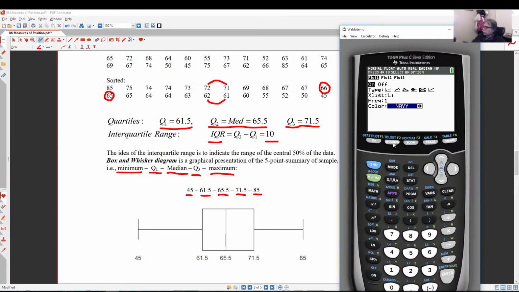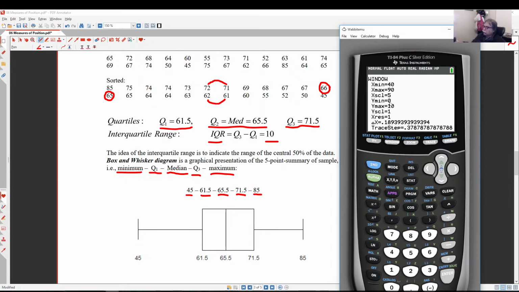You also have to adjust the window. The scale, I already chose to be between 40 and 90, right? So it's 40 for X minimum, 90 for X maximum. For scale, you can use 5 or 10 or 1 or anything else you like. That will be just the notches visible on the X-axis. Y is irrelevant here, it's not important. You can choose anything you like.